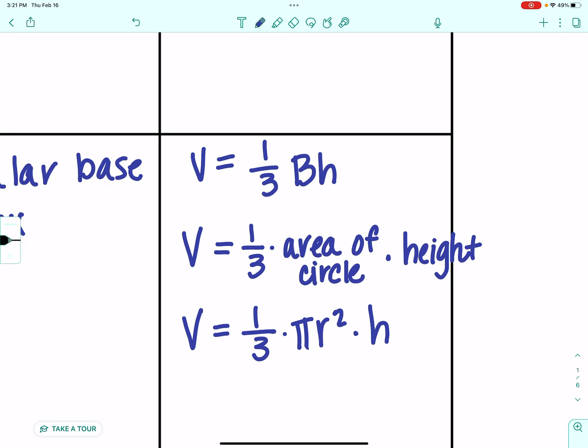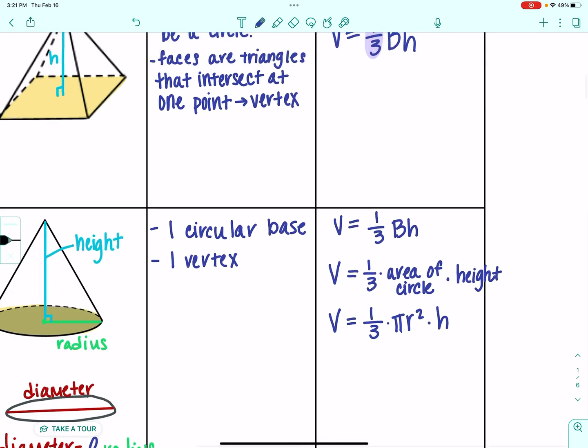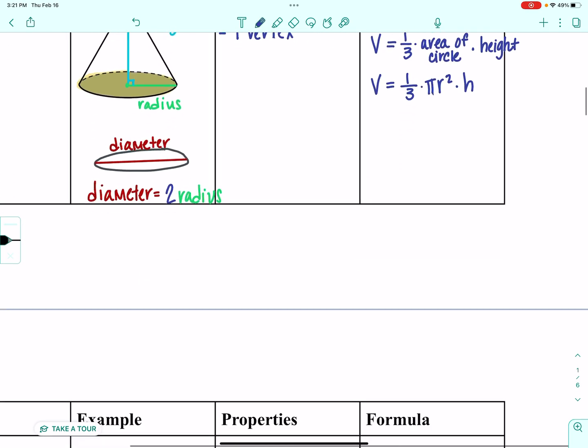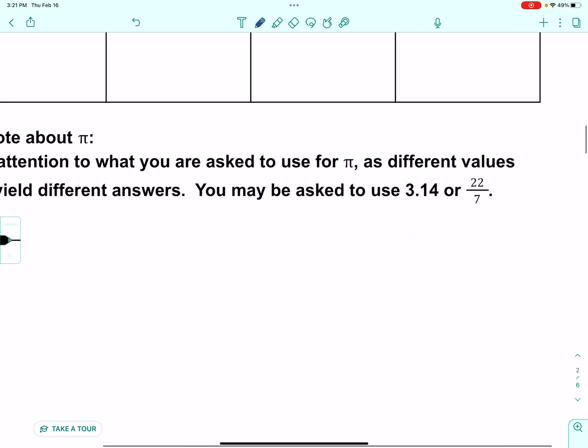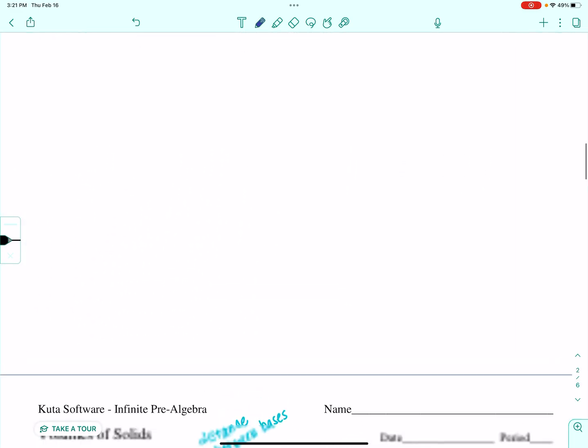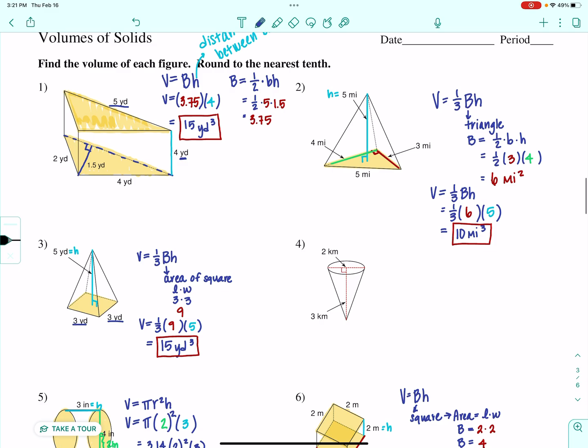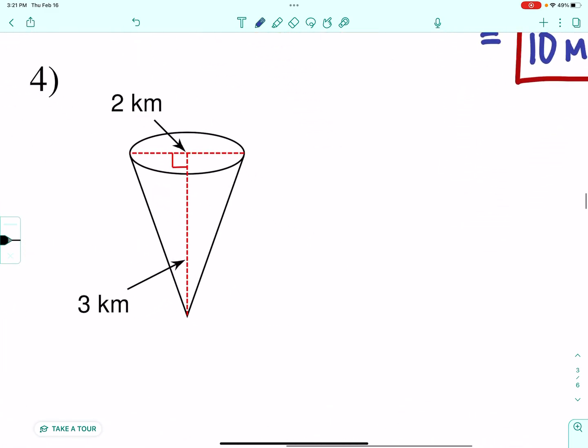So let's go use it. Let's go find our first victim. Here's a cone. It's upside down, but it's still a cone. So I see my base. I know it's up in the air, but it's still a base because it's the circle.